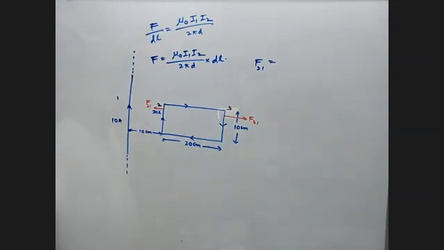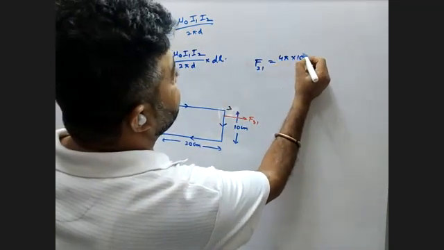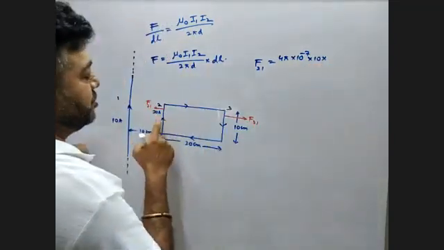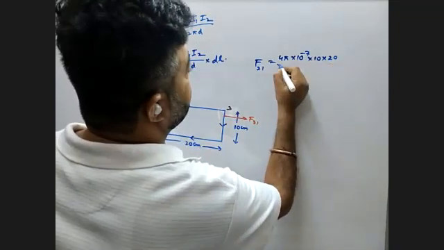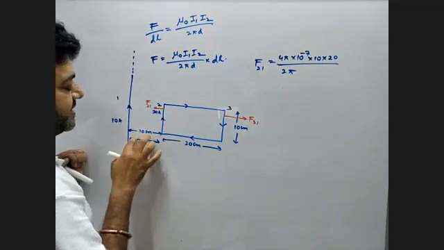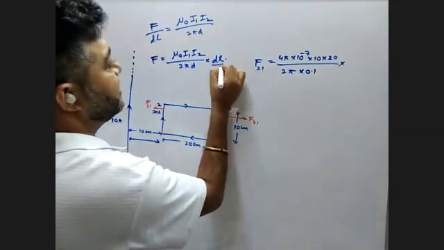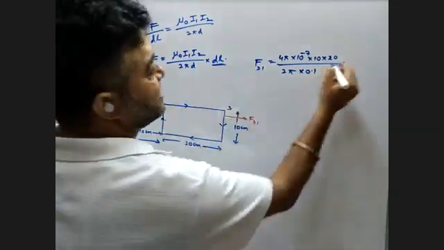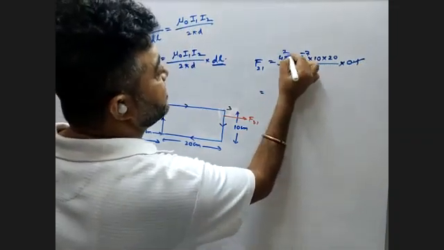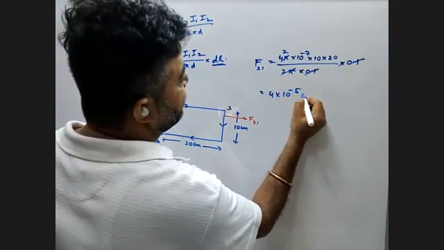Yes, sir. So on that basis, for mu naught I can write 4 pi into 10 to the power minus 7, current 10 ampere, current 20 ampere, 2 pi for this one, d1, this distance. My separation is 10 centimeter, that is 0.1, and dl, my length, is how much? 10 centimeter. So this cancels. So what we have, 2 2s are 4 into 10 to the power minus 5 Newton.